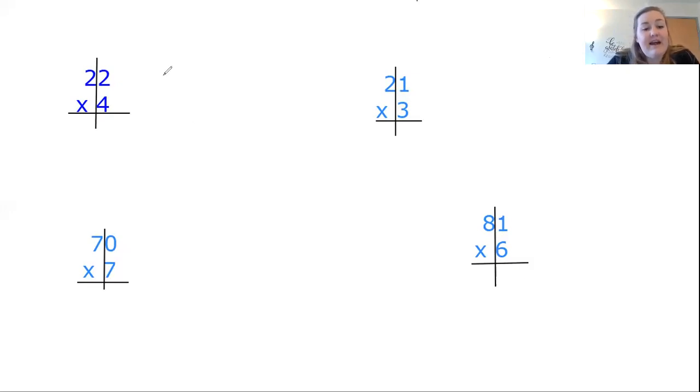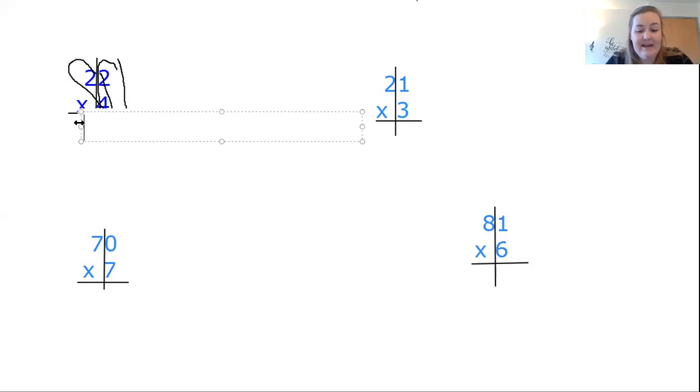If you look over here, I have 22 times 4. On 22 times 4, what we're going to first do is multiply 2 and 4. 2 times 4 gives me 8, I'm going to put an 8 right there. And then we're going to multiply 2 times 4 again. Sorry, it's a little messy. So now 2 times 4 is over here. We're going to write 8. That gives us a total of 88. So 22 times 4 is 88.